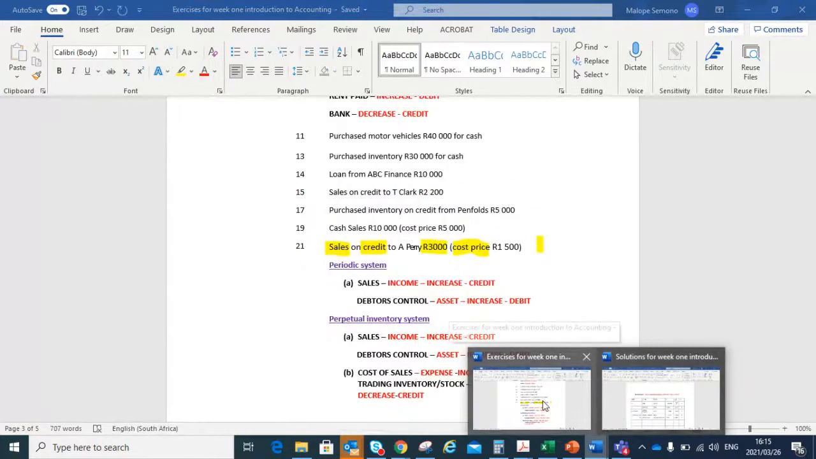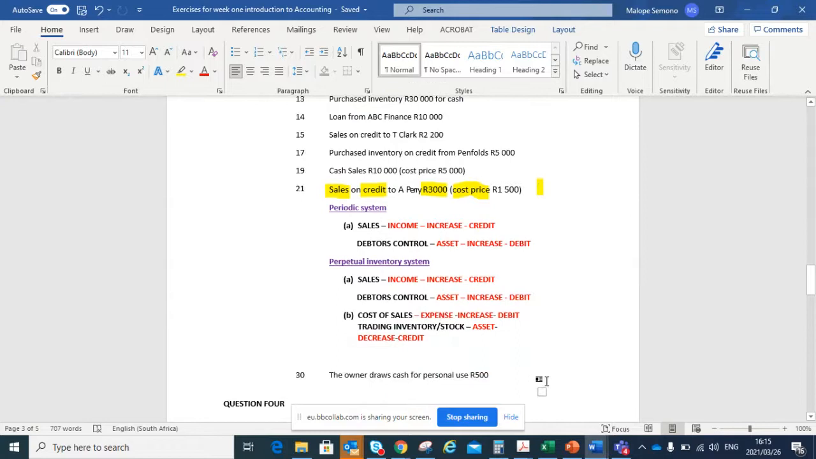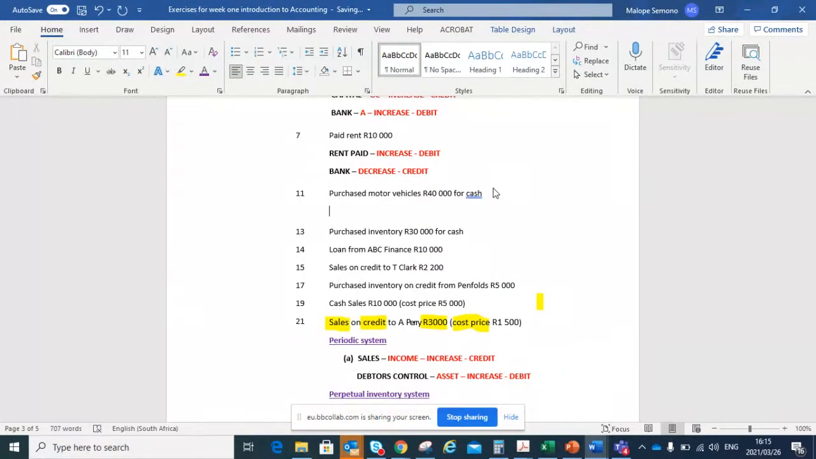Okay, let's check. I think, Nolas, you did mention something about creditors. Let me see if I've got anything for creditors. Unfortunately, I don't have something for creditors, but I'm going to put it here, for example. Can you see here? I'm just going to add.